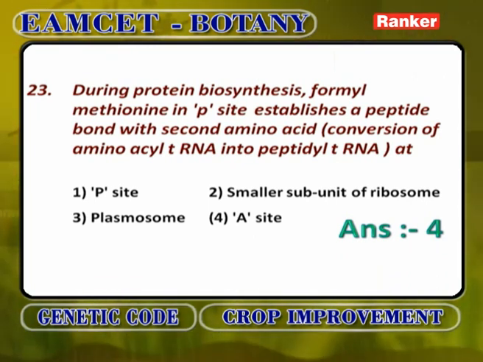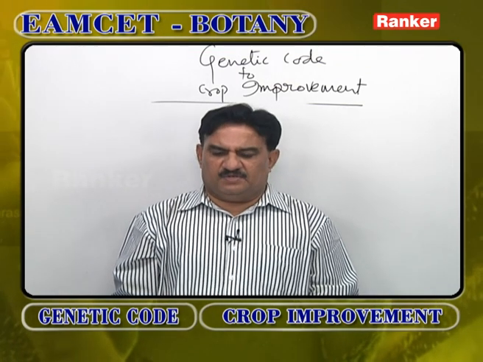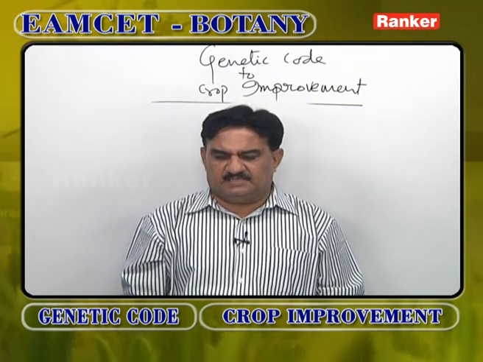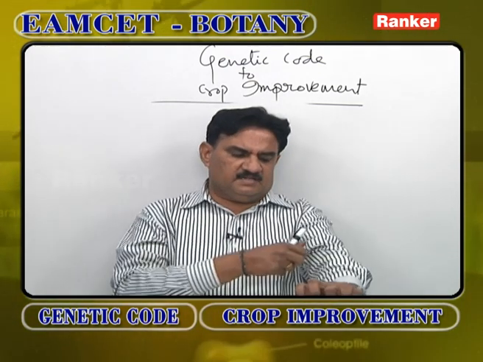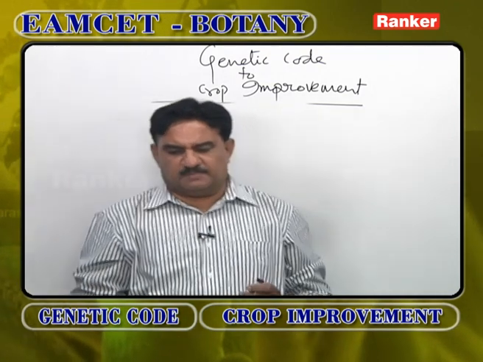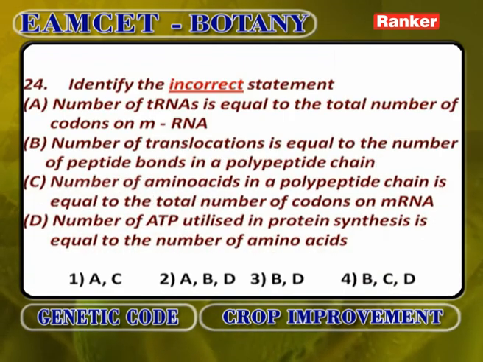During protein biosynthesis, formyl methionine in the P site establishes a peptide bond with the second amino acid, with conversion of aminoacyl tRNA to peptidyl tRNA at the A site. From the second amino acid onwards, every amino acid enters the A site. So, definitely peptide bond formation occurs at the A site. Fourth option.